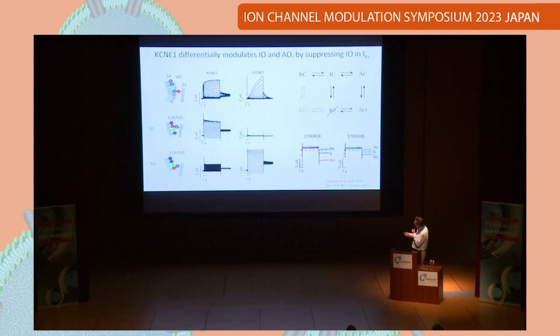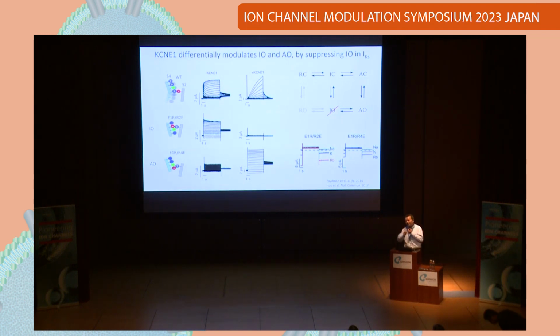And then we co-express the KCNE1 with these constructs. And so here is the wild type channel, KCNE1 is slowly activating. But when we use this one locked in the intermediate state, co-expressed with KCNE1, there's no current. The KCNE1 completely suppresses the intermediate open state. And then if you co-express KCNE1 with this fully activated state, the channel becomes more activated. So what KCNE1 does is simply suppress the intermediate open state, but it enhances the activated open state.